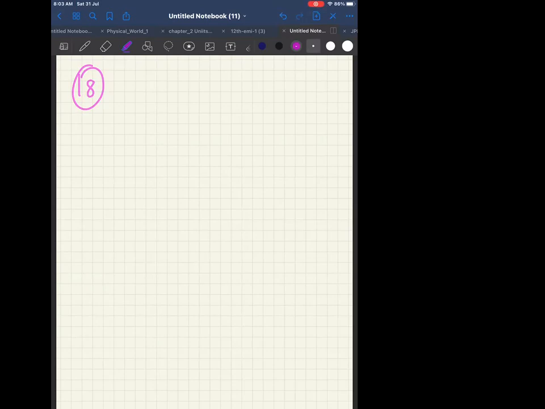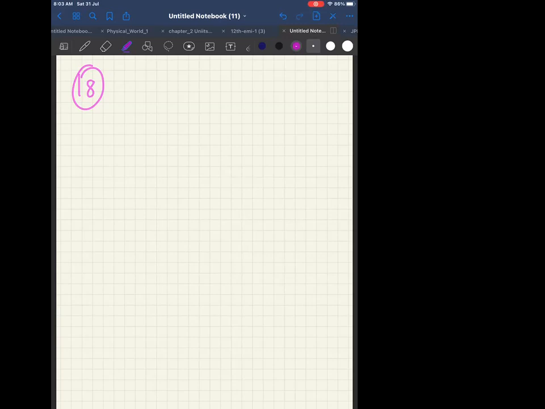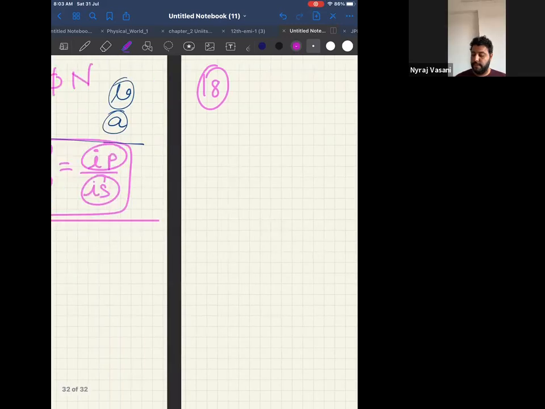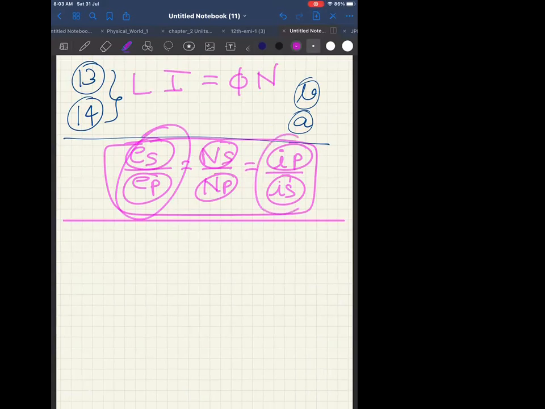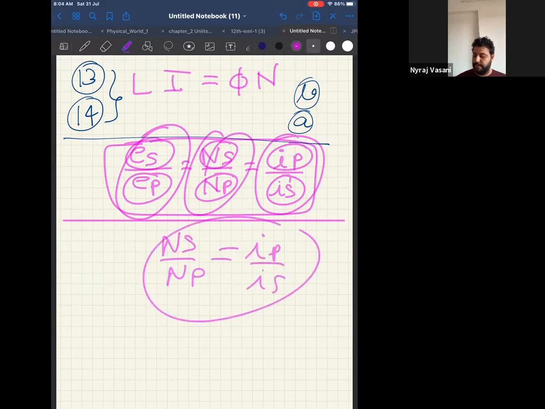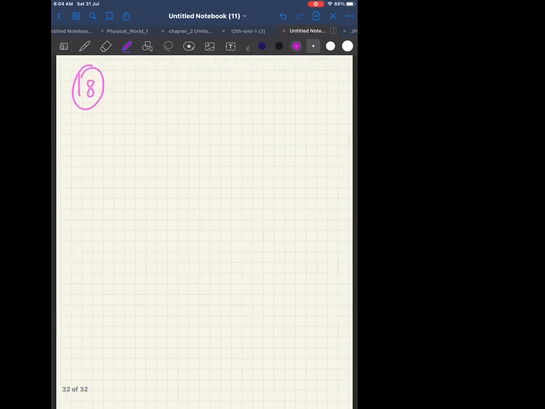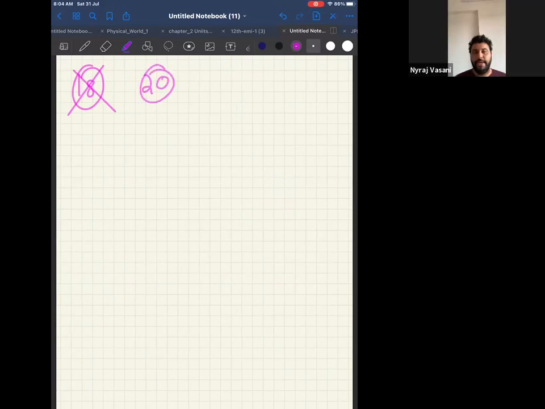So how did that 5 ampere come? First, you have to find VS, correct? We'll get around 240. Then you have to use this formula, ES by EP, to substitute. Again, two times you have to substitute. Then you have to use NS by NP is equal to IP by IS. Two times you have to use this formula: one in terms of E and one in terms of I. Start 20th, 20.